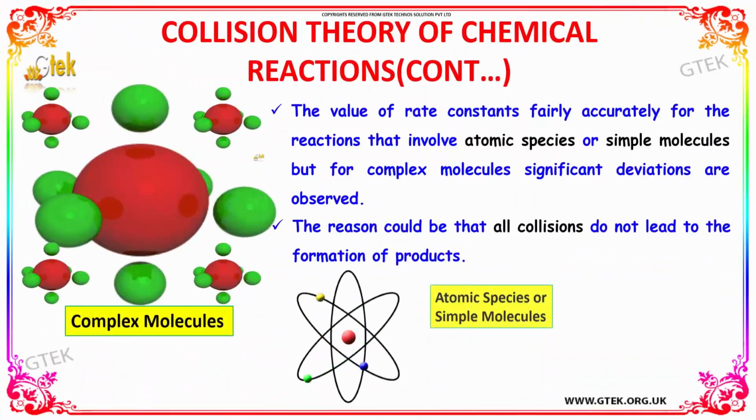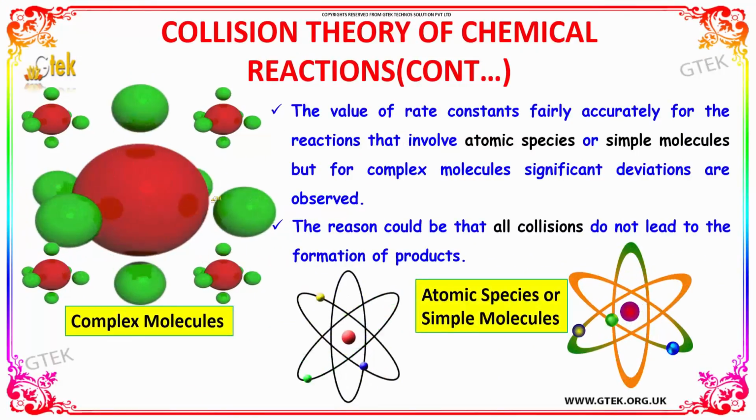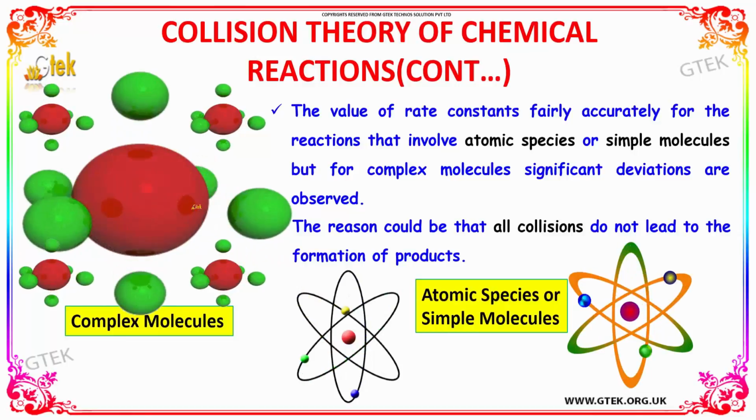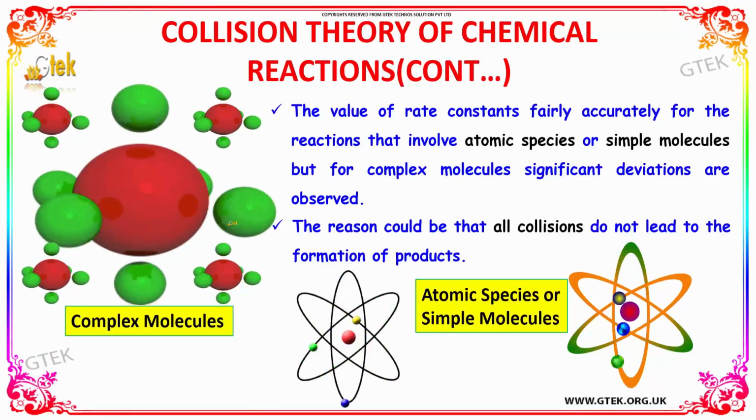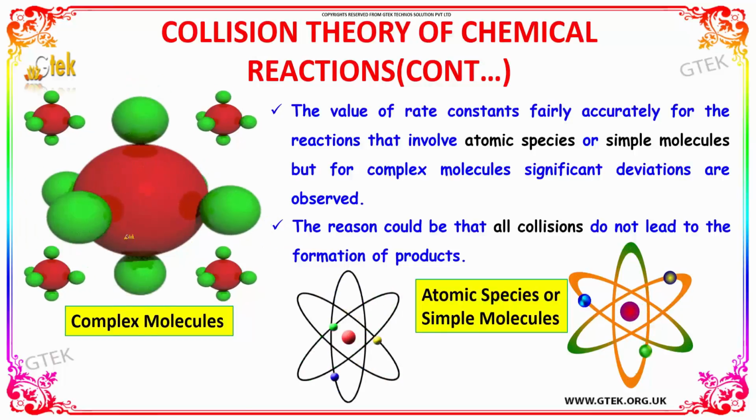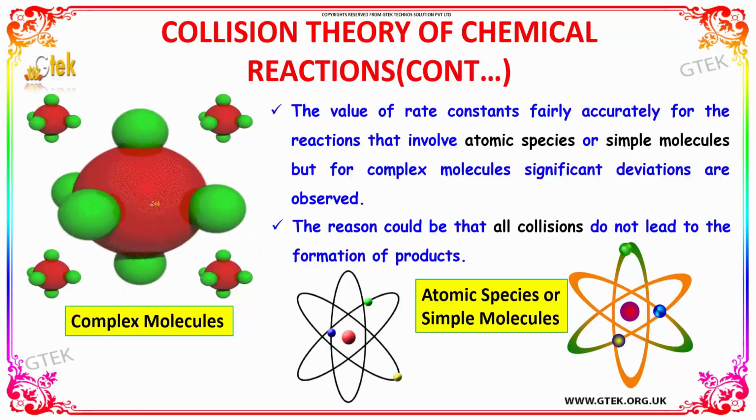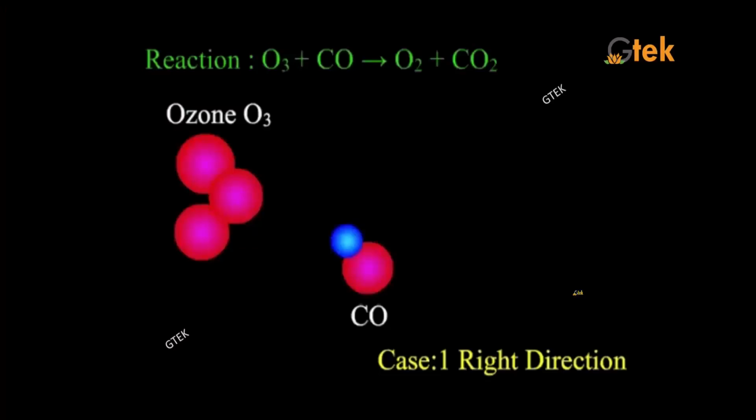The values of rate constants are fairly accurate for reactions that involve atomic species or simple molecules, but for complex molecules significant deviations are observed. The reason could be that not all collisions lead to the formation of products. I want to show you a 3D of how a right direction collision can happen and an incorrect direction of collision which is happening.